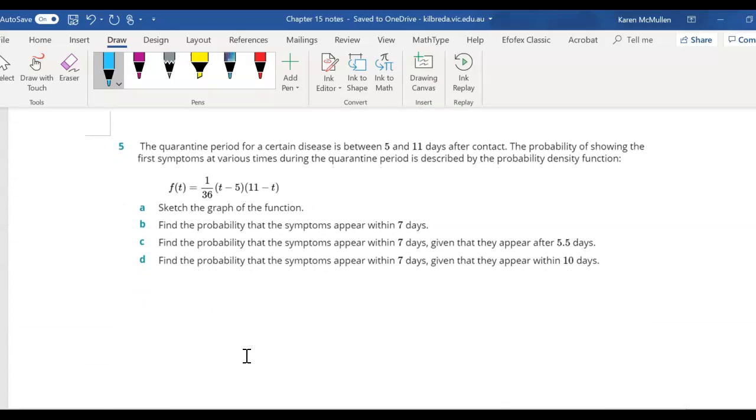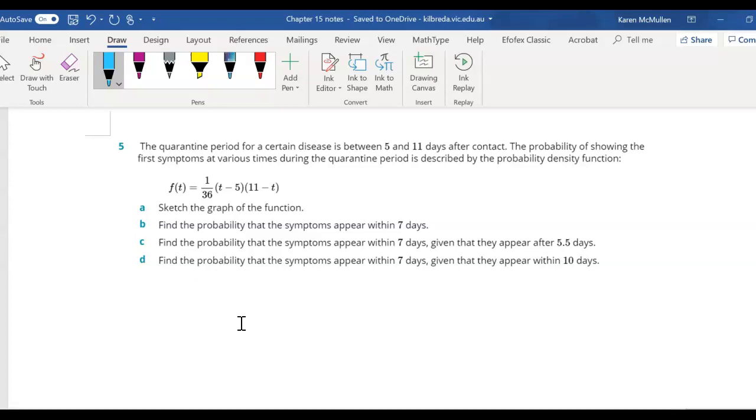So question 5, the quarantine period for a certain disease. Sorry. Let's start again. I missed a word and it totally didn't make sense. The quarantine period for a certain disease is between 5 and 11 days after contact. The probability of showing the first symptoms at various times during the quarantine period is described by the probability density function. All right, so sketch the graph of the function.